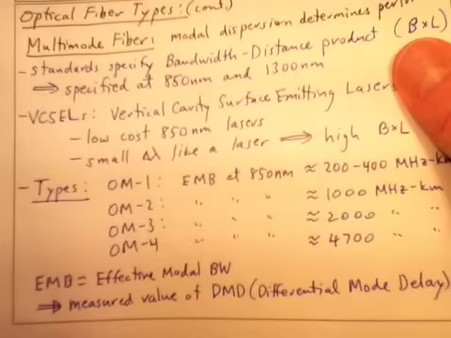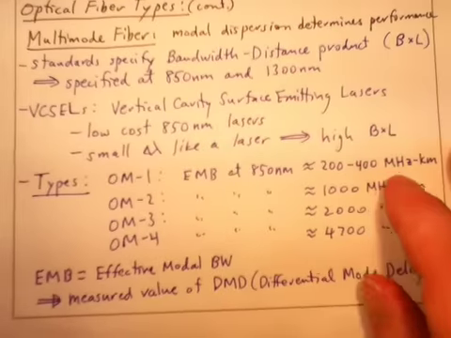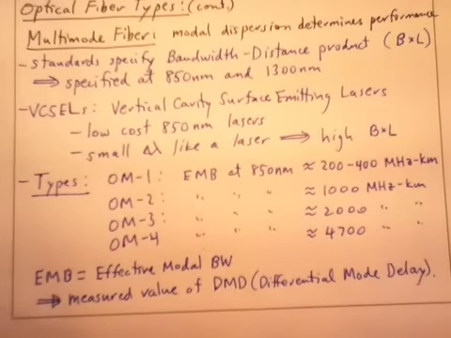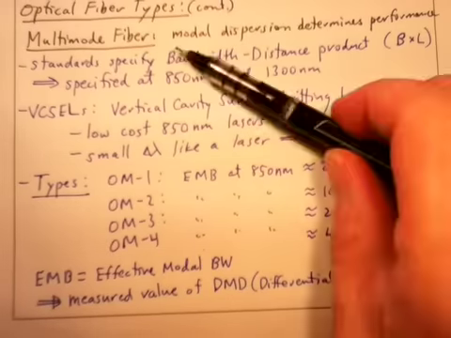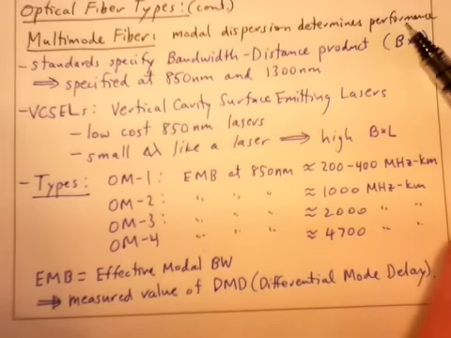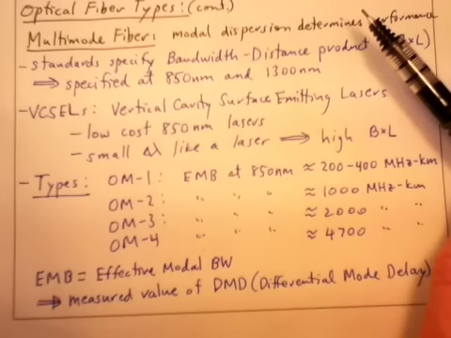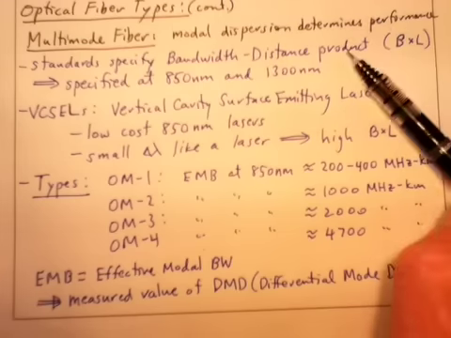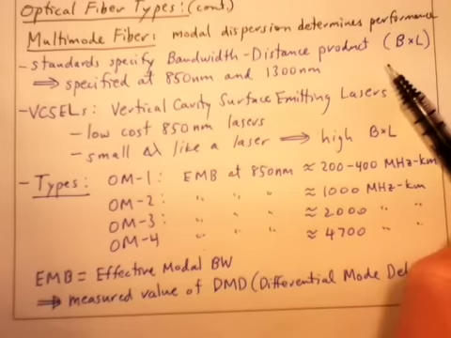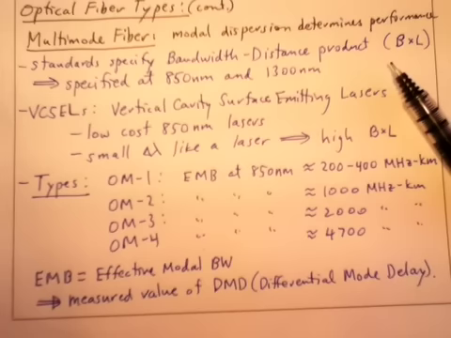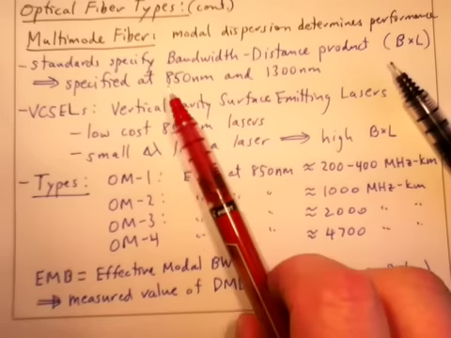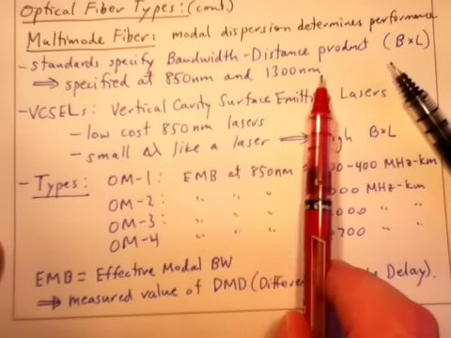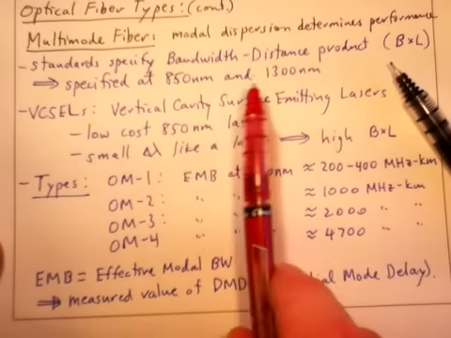Okay, on to describe in more detail multimode fiber. In general, modal dispersion is what's determining the performance of our multimode fiber in as much as the bandwidth distance product is concerned. Over the years, they've used multimode fiber in the data center, and as I've mentioned, it's normally 850 nanometers and 1300 nanometers that are the wavelengths used.